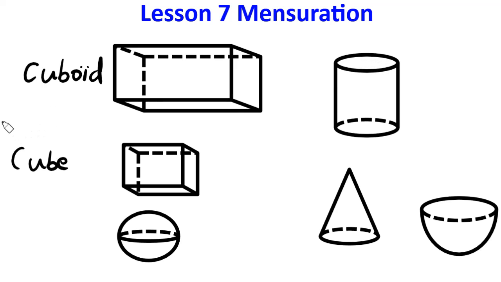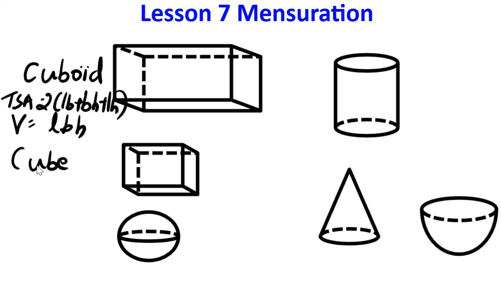As far as cuboid is concerned, to find out the total surface area, you have the formula 2 into (LB plus BH plus LH), and you have volume of a cuboid as length into breadth into height. This you studied last year. Regarding cube, the total surface area of a cube can be calculated by 6L square and volume by L cube.